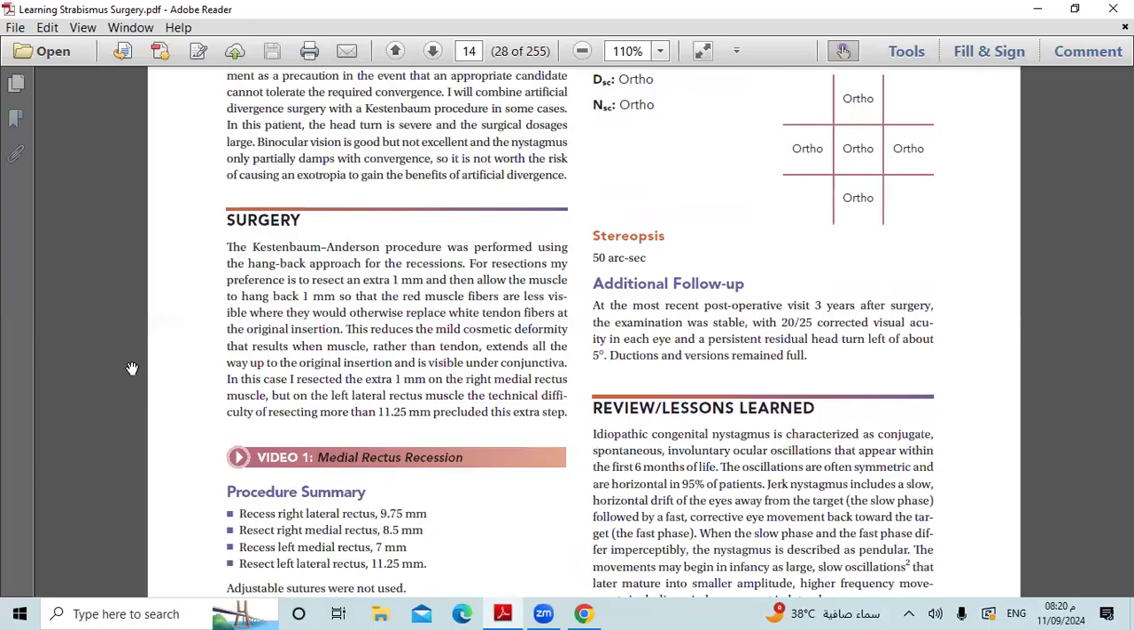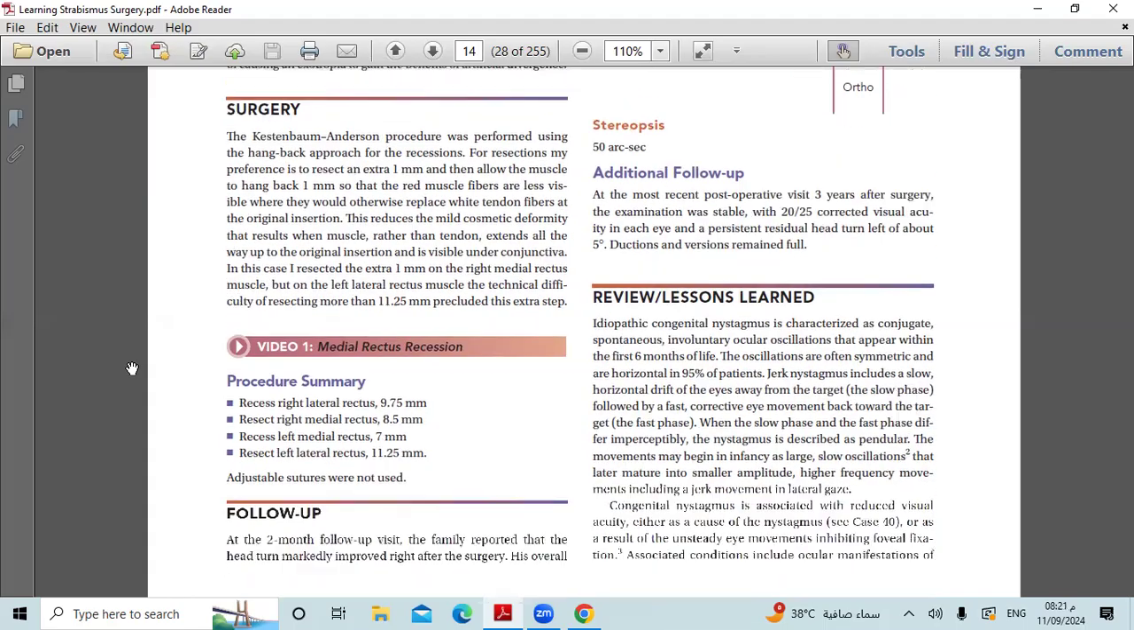Additional follow-up at the most recent postoperative visit, 3 years after surgery: the examination was stable with 20/25 corrected visual acuity in each eye and a persistent residual head turn of about 5 degrees. Ductions and versions remained full.